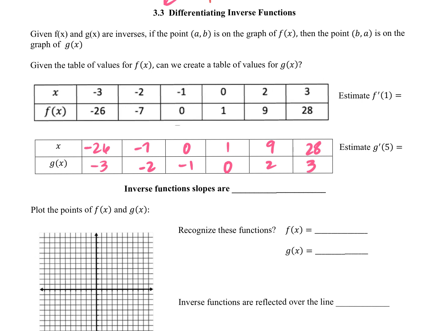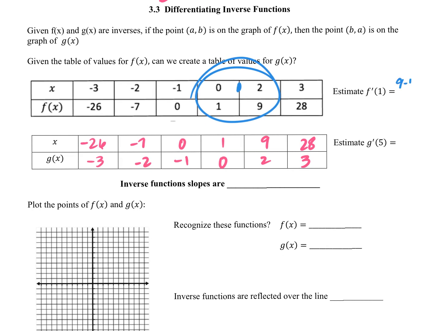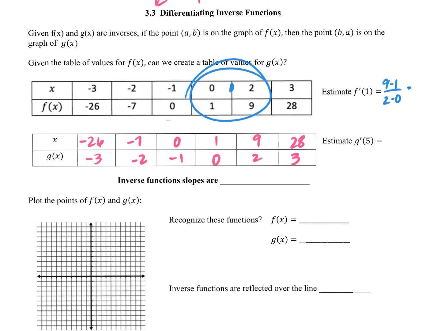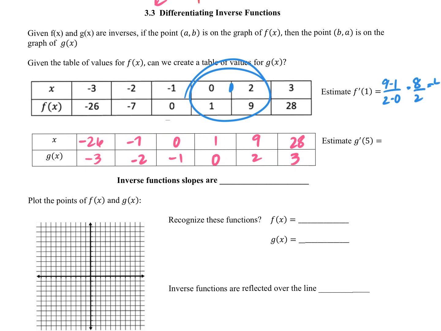This is the only calculus we get to do today: estimate f prime of 1. Wouldn't 1 be about here? Change in y over change in x would get me what minus what over what minus what? Final answer? 8 over 2, which is 4. Agreed?